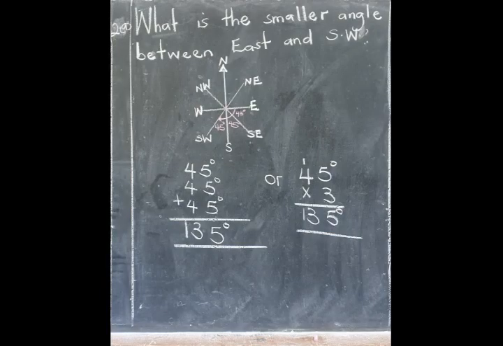Example number 2 is saying, what is the smaller angle between east and southwest? I repeat, what is the smaller angle between east and southwest? When I look at this question critically, I'm seeing that they gave us a cardinal point and a semi-cardinal point.